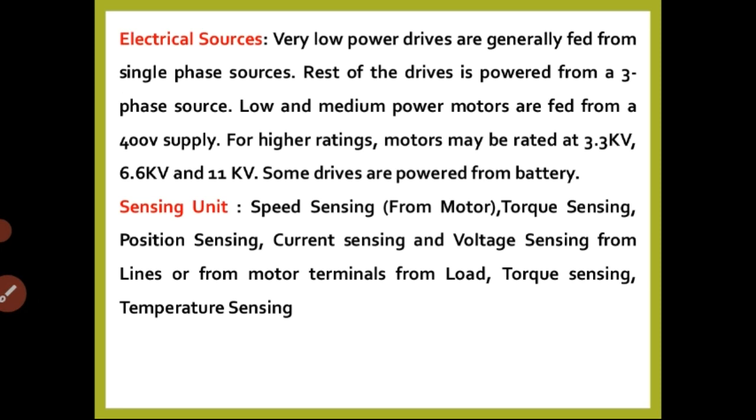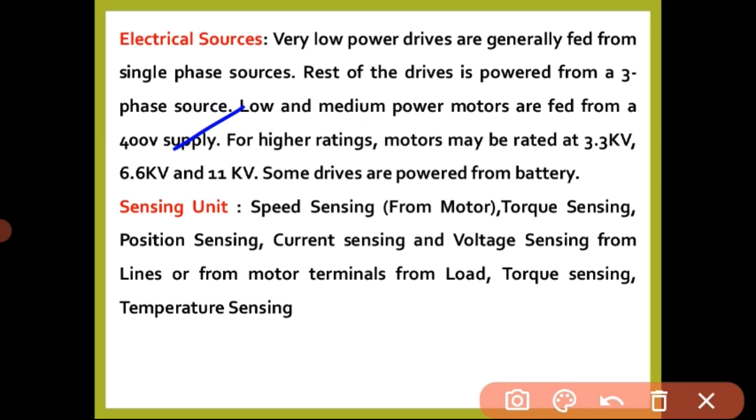The electrical source: very low power drives are generally fed from single phase sources. The rest of the drives are powered from a three phase source. It means that depending upon the application, single phase and three phase sources are used. The voltage given is 400 volts for three phase supply, and higher rating motors may be rated 3.3 kV, 6.6 kV and 11 kV. Some drives are powered from batteries also. The source, either DC or AC, depends upon the application.